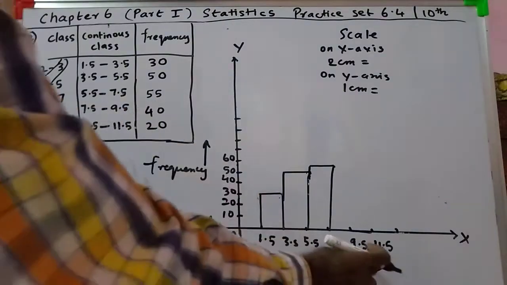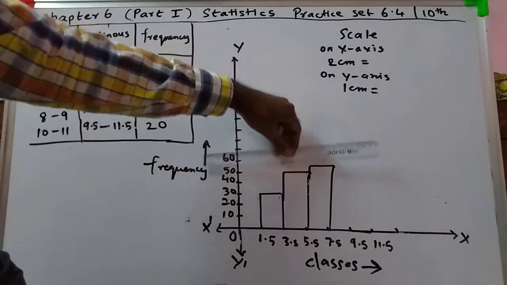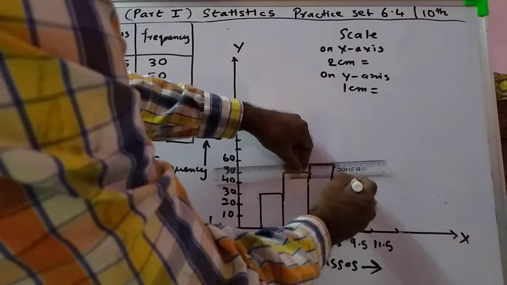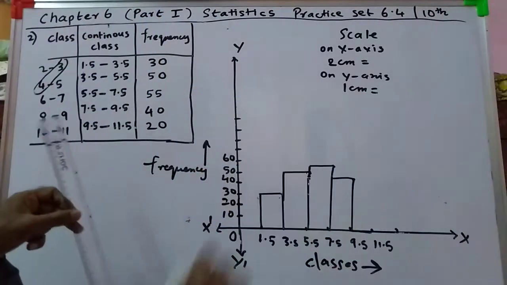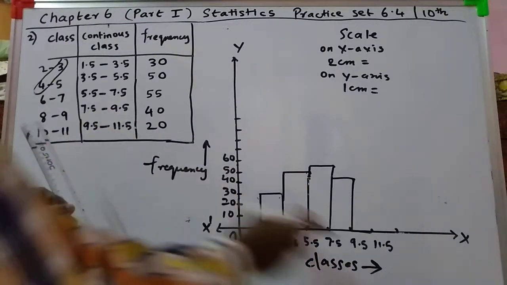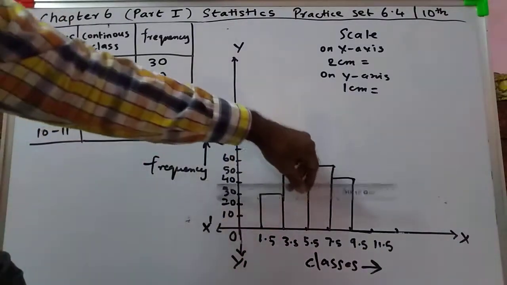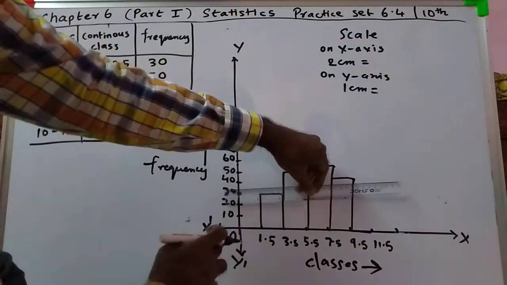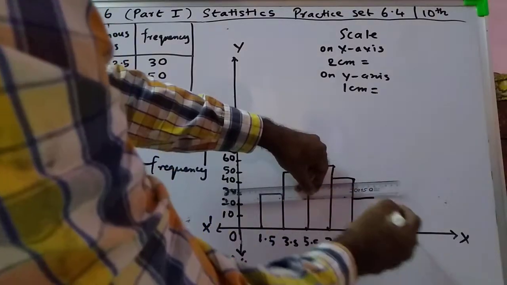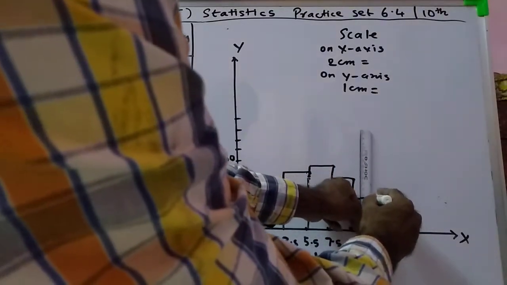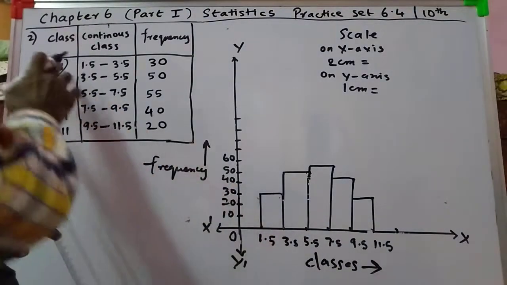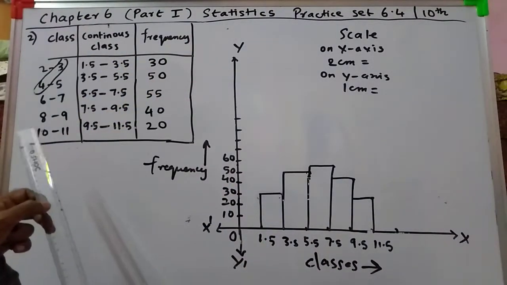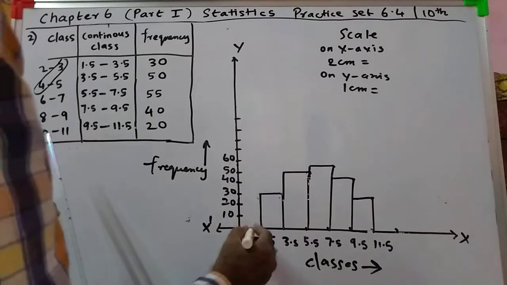Then for this, we have 40. Then for this 9.5, we have 20. Okay, take 20. Okay, and for the 0 and 1.5 there is no value. So you have to take one crank mark here.